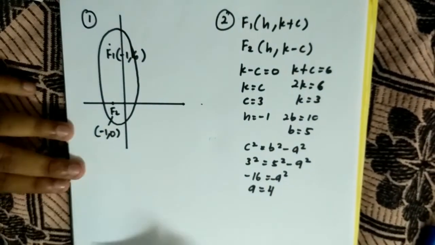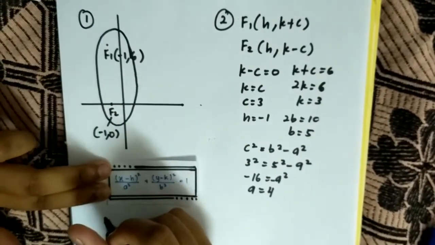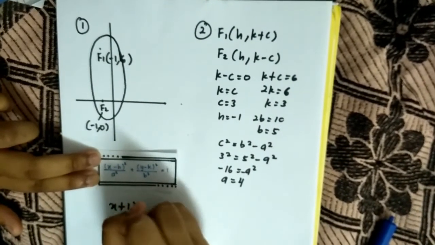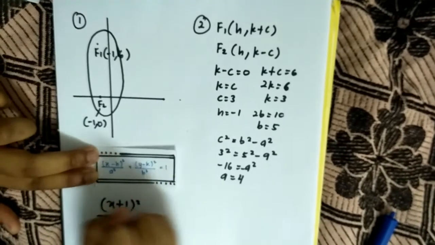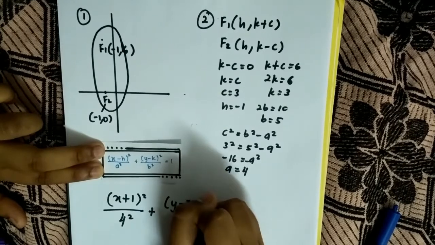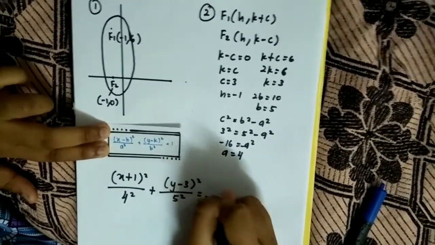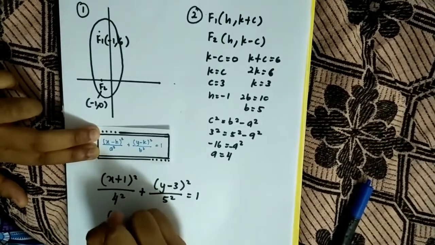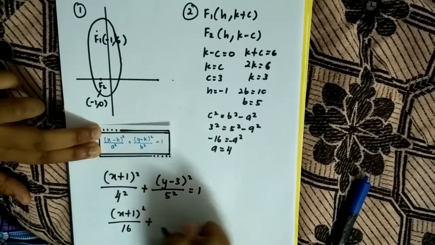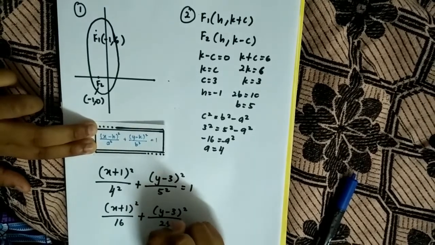Now we're going to substitute the following information into the general equation. (x minus negative 1) squared over 4 squared plus (y minus 3) squared over 5 squared equals 1. So (x plus 1) squared over 16 plus (y minus 3) squared over 25 equals 1.